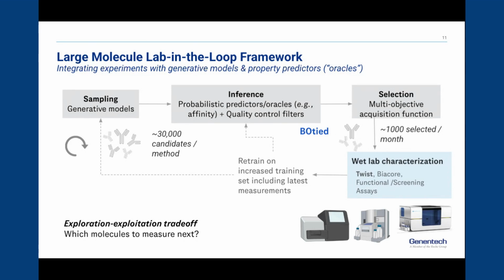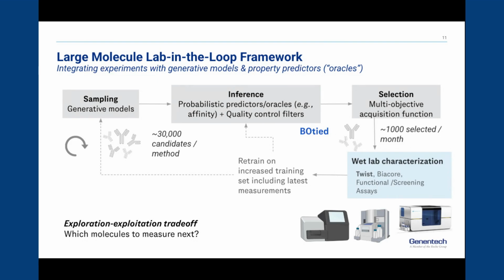So each model, depending on how many models we have, we will end up with more designs, but basically each model is restricted to generate about 30,000 different possible candidates. Then these designs are, like I said, fed into these oracles that are very useful because they're replacing very slow and expensive functional screening assays.